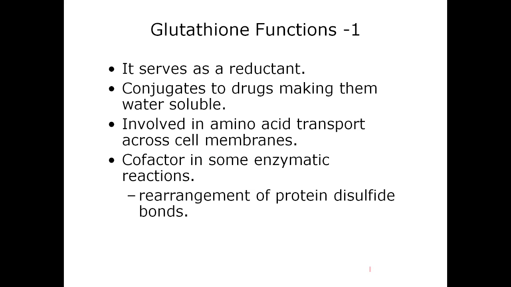Glutathione function. Glutathione serves as a reductant. It conjugates to drugs, making them water soluble. Because glutathione is present in the GSH reduced form, it can act as a reductant. It will reduce other compounds or substrates. It can conjugate with drugs, making them water soluble. Some drugs are not water soluble, and now we have this glutathione molecule in our body which will go and bind with those drugs and make them water soluble. It is involved in amino acid transport across the cell membrane. So if you want some amino acid to transport across the cell membrane, then glutathione can help.